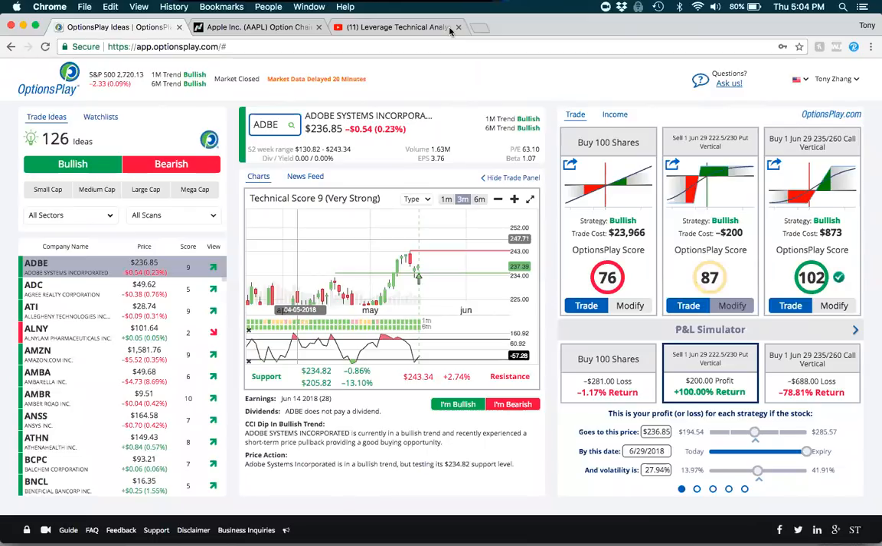Another question here. Does the chart set the levels automatically? I'm not sure which levels you're referring to, but for the most part, our charts do adjust fairly quickly or automatically on their own. So you should be able to do that.